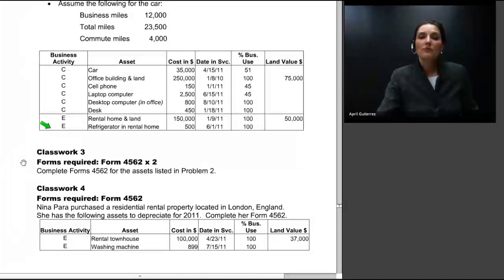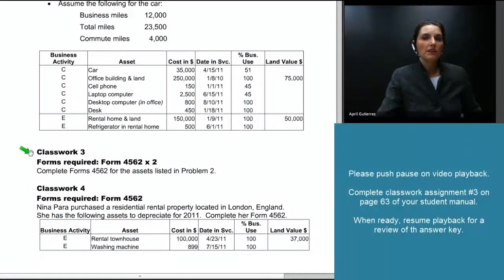I don't really have a problem with you reading through that, but if you're able to figure it out by yourself first, that's great. Otherwise, just do the best job you can of working through the answer key and entering your responses for classwork number 3 onto Form 4562. So at this point, please push pause on video playback. Complete classwork assignment number 3, and when you are ready, please resume video playback for a review of the classwork 3 answer key.